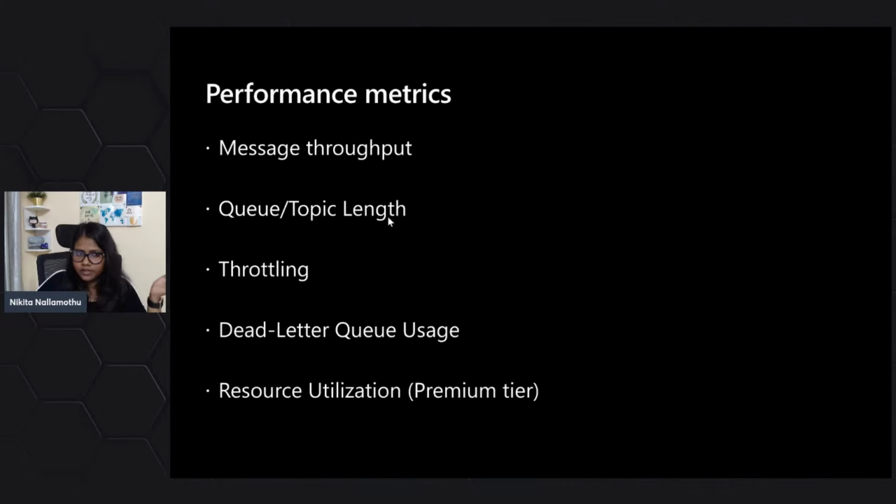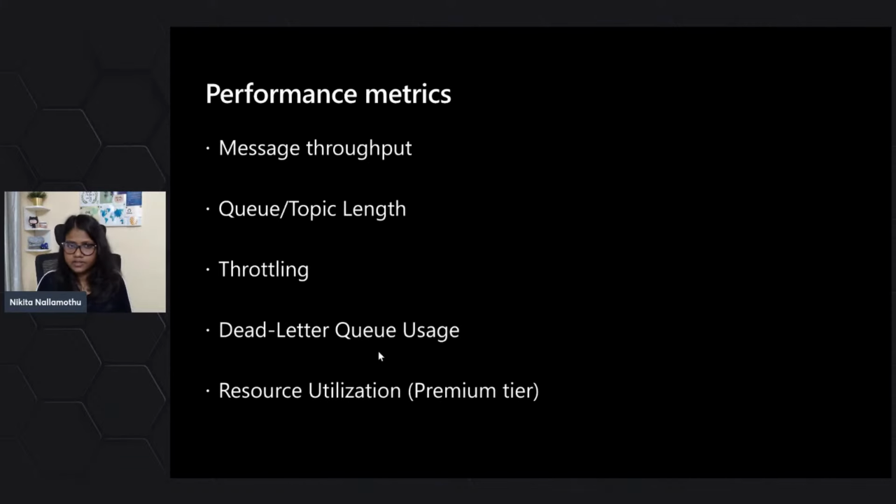A very long queue might give an indication that it is not very efficient. Is there any throttling? As you saw, there was throttling for the service bus that I used. How is the dead letter queue usage? Is it very high? That could give an indication that there is some issue where messages are going into the dead letter queue. And also resource utilization.